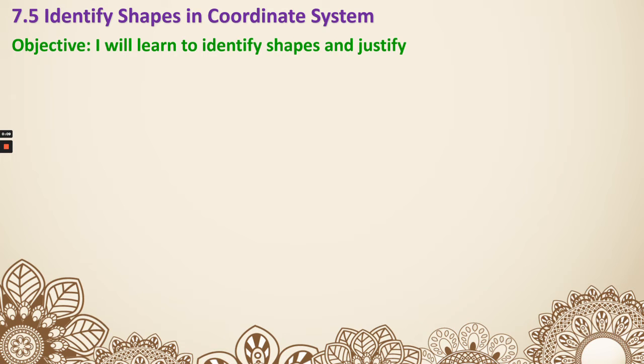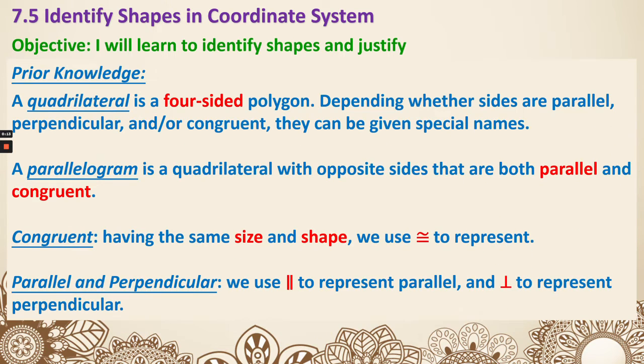We are going to first review something we have already learned in the previous lesson. A quadrilateral is a four-sided polygon, depending on whether sides are parallel, perpendicular, and or congruent. They can be given special names. So quadrilateral is a general four-sided polygon, nothing special. However, a parallelogram is going to be a special quadrilateral. It has opposite sides that are both parallel and congruent.